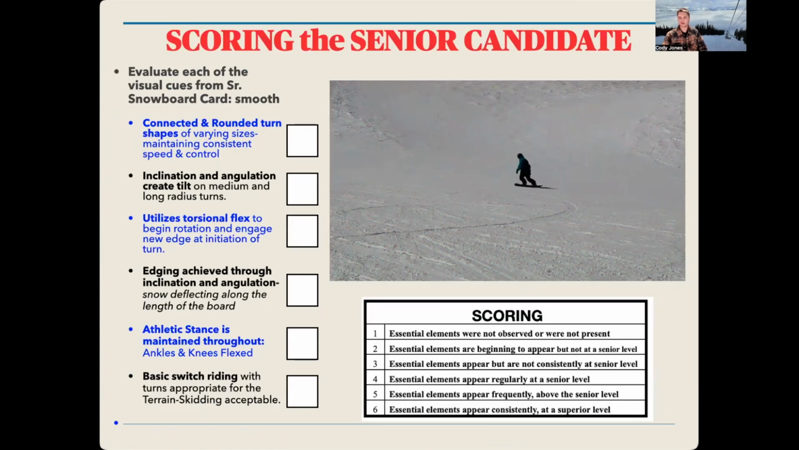So now we're going to watch this rider, keeping the scoring in mind and all the evaluated criteria. Let's watch this rider and judge him.